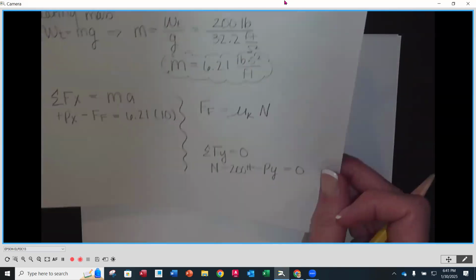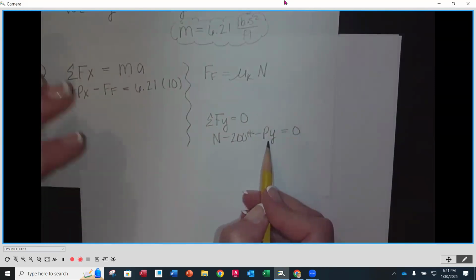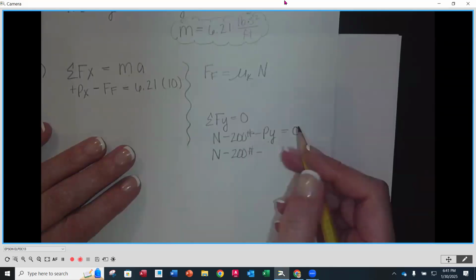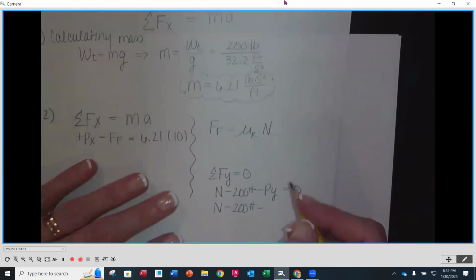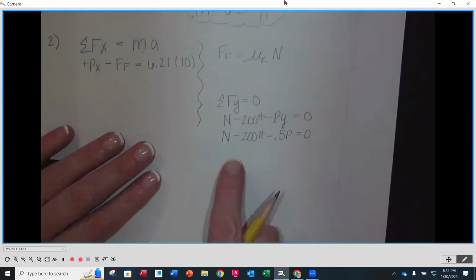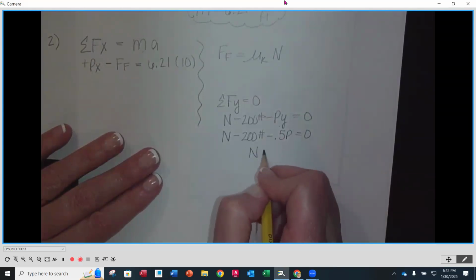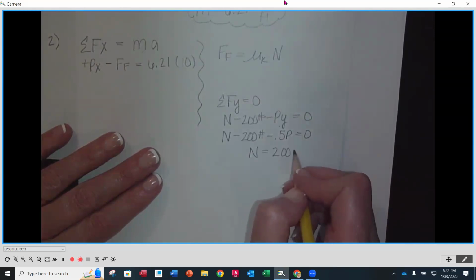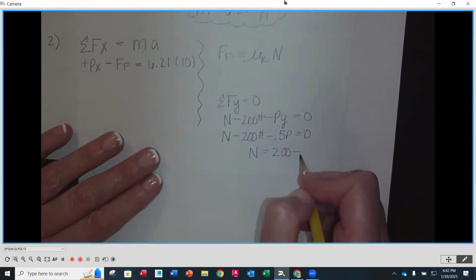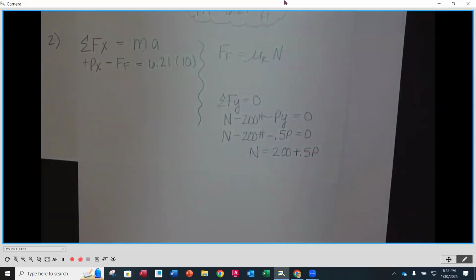So now we can substitute that value here for PY. And I'm going to say, all right, N minus 200 pounds minus 0.5P equal to 0. And then solving for N, or that normal force, I'm going to move my 200 and my 0.5P to the other side. I'm going to say N is equal to 200. And if you want to put the pounds in, you can. Minus 0.5, I'm sorry, plus 0.5P is going to be equal to what the normal force is.